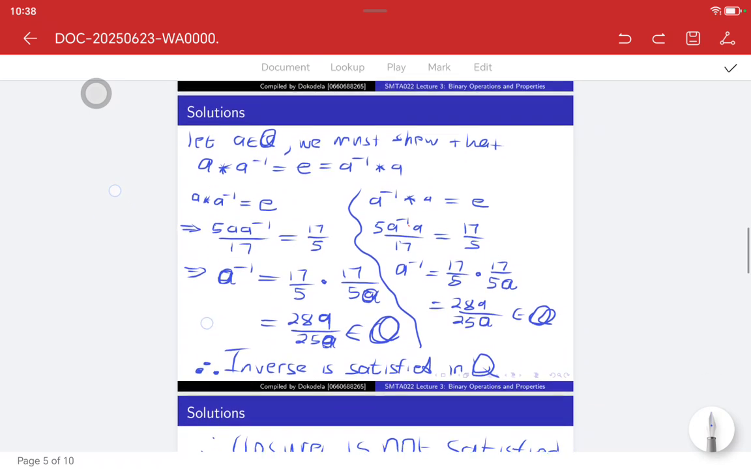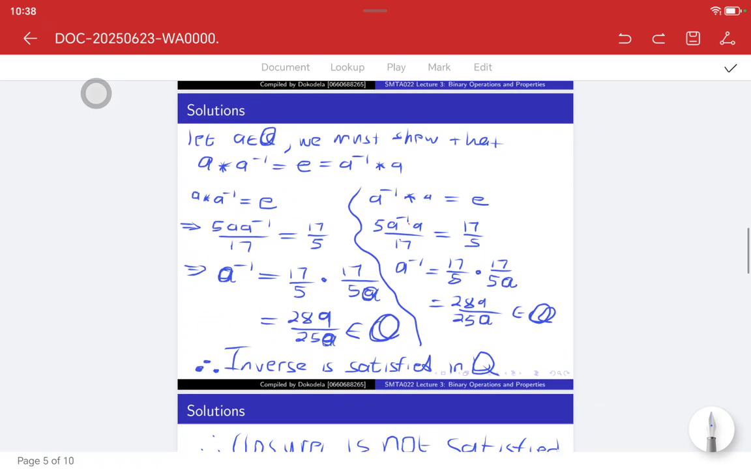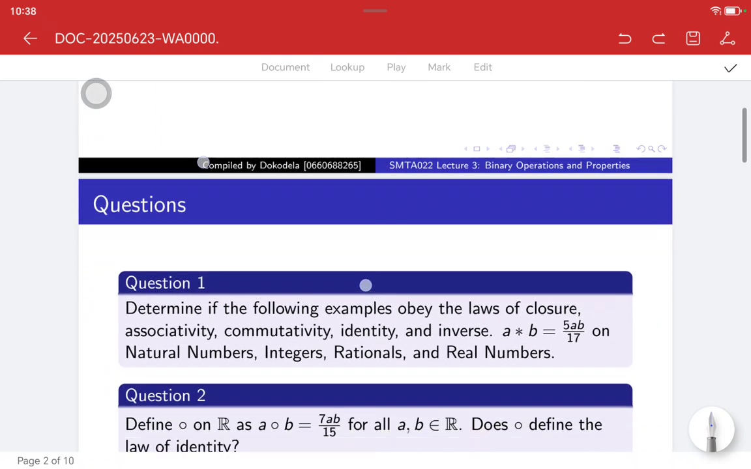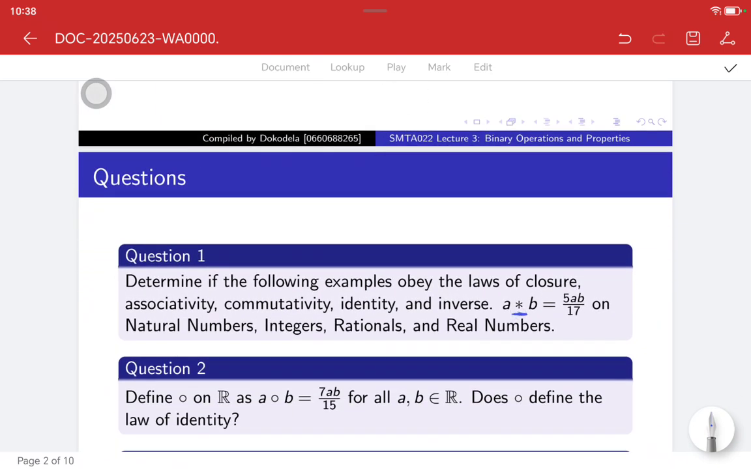Hence, now check this. This tells us something. When all these are satisfied, you can say something about this star, this binary operation. If closure is satisfied, associativity is satisfied, identity and inverse. You see these four. If these four are satisfied, excluding commutativity, right? When we exclude commutativity and we focus on these four, we say that star is a group.